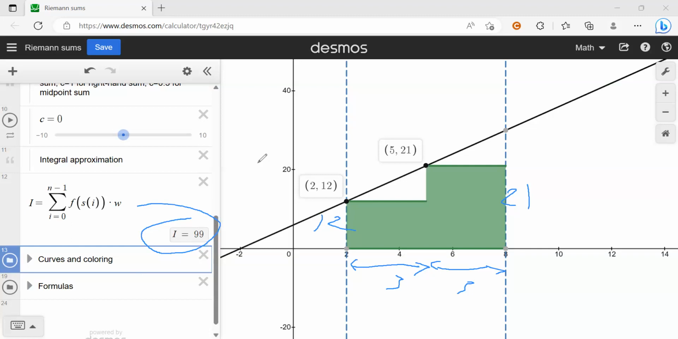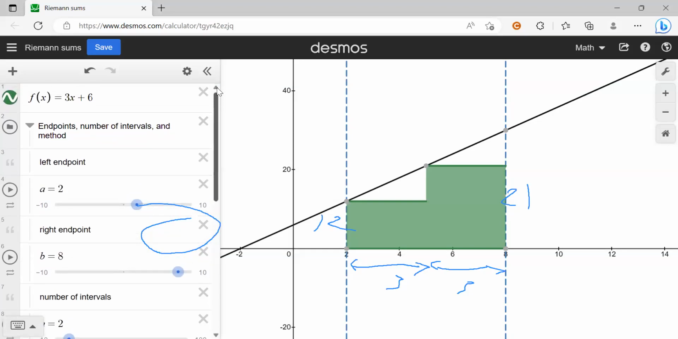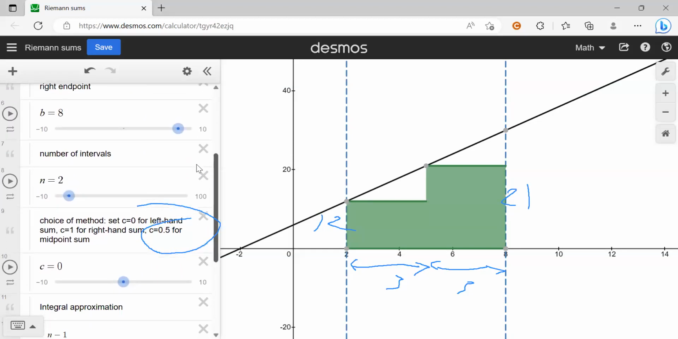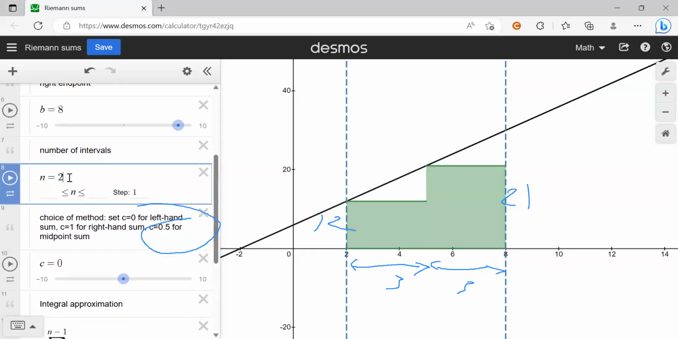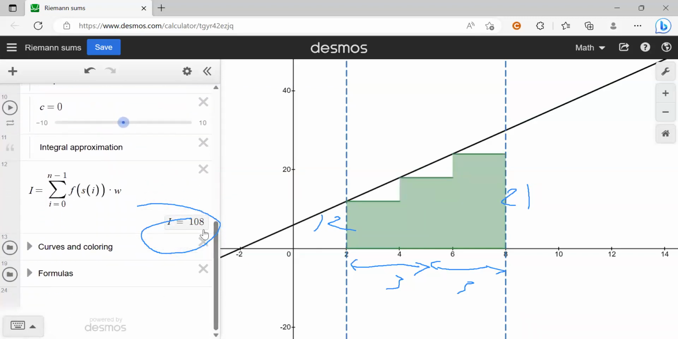Let's see what happens if we increase the number of rectangles. If I increase it to 3 rectangles, what we get now is 108, because the height is different and the width is different. Now instead of 3, 3, it becomes 2, 2, 2. Length 2, length 2, length 2. Does that make sense?